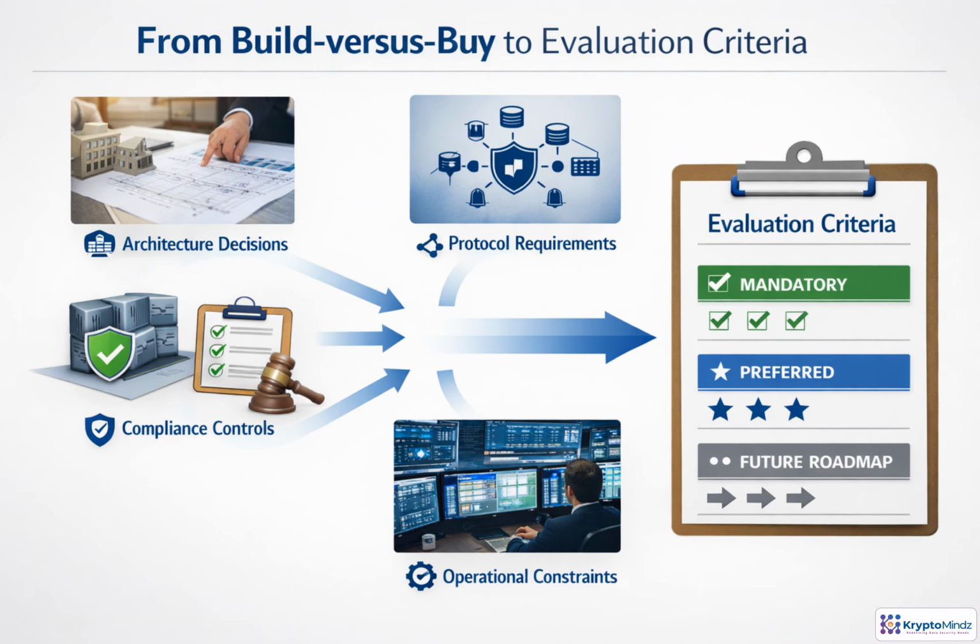Vendor evaluation starts by turning earlier decisions into testable criteria. Take the architecture choices, compliance controls, protocol needs, and operational constraints you've already defined, and convert them into specific must-pass checks. Clearly separate non-negotiables from preferred features and future roadmap items. Then apply your build versus buy logic. Where does a vendor truly improve architecture fit, rather than just winning a feature comparison?